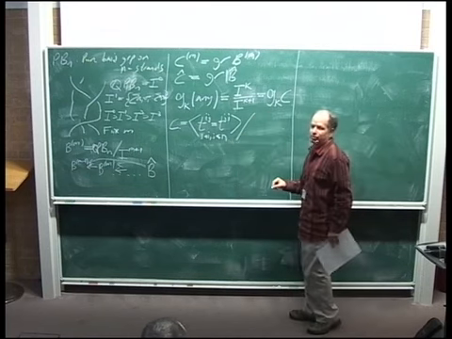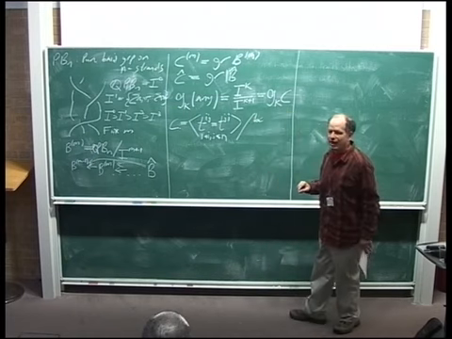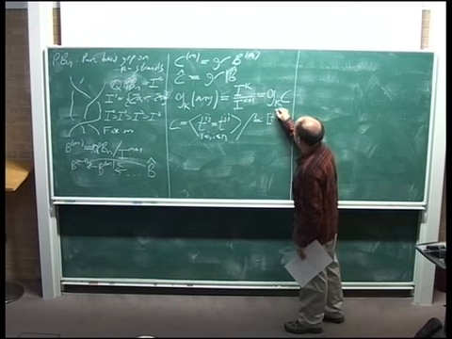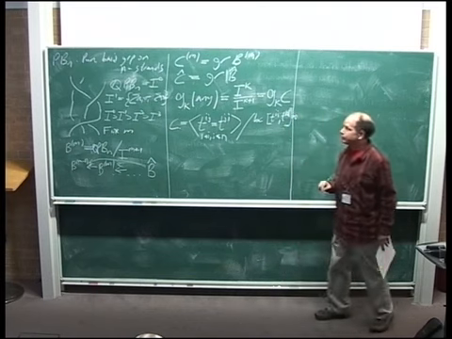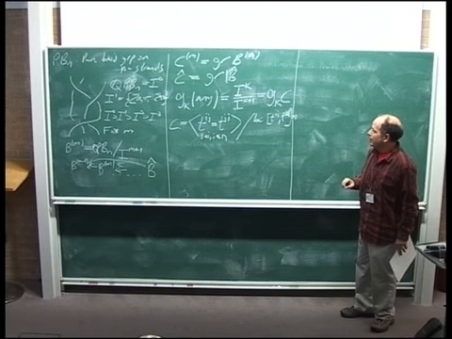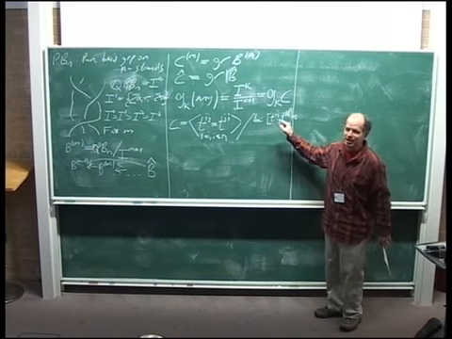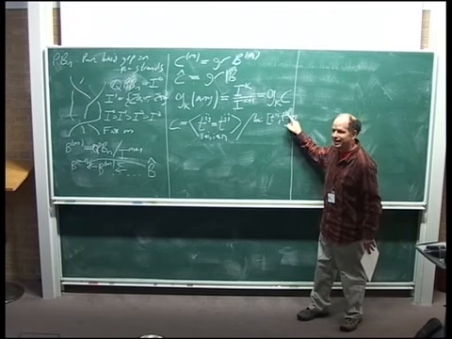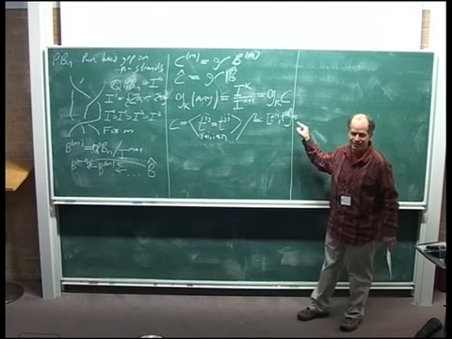And let me tell you what the relations are. There are two types of relations. There are locality relations, which say that Tij commutes with Tkl, so this is equal to 0. And it doesn't make the algebra commutative, because remember my convention. It says that Tij commutes with Tkl only if all four indices are different from each other.